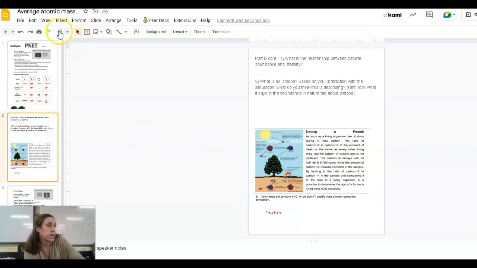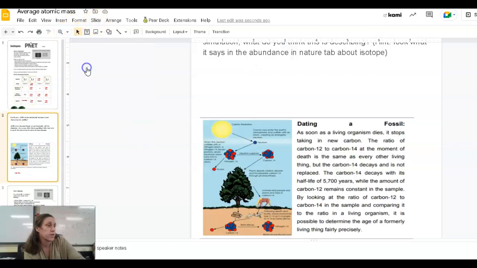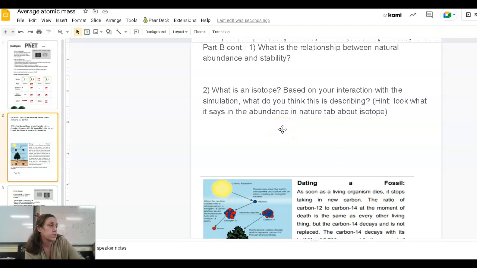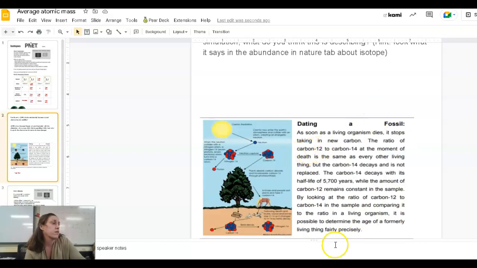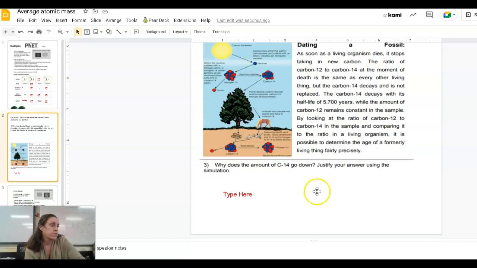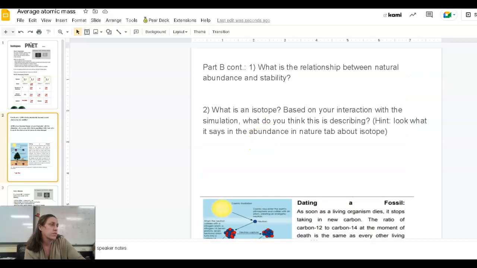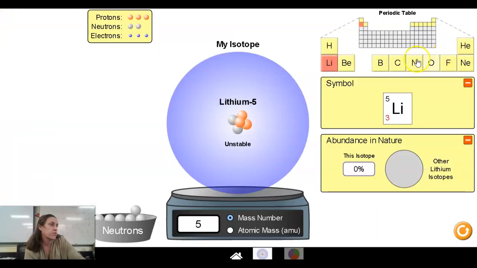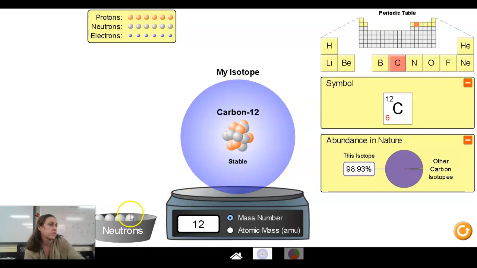Okay, I'm going to go ahead and make this a little bit bigger. What is an isotope? So you guys can go to your notes, you can go to the previous videos, you can figure that out. Here you'll read, and it deals with carbon 12, carbon 14. We'll go and explain that. Why does the amount of carbon 14 justify your answers using the simulation? So that you'll need to go back, and you'll need to do carbon, and you need to get it to 14.